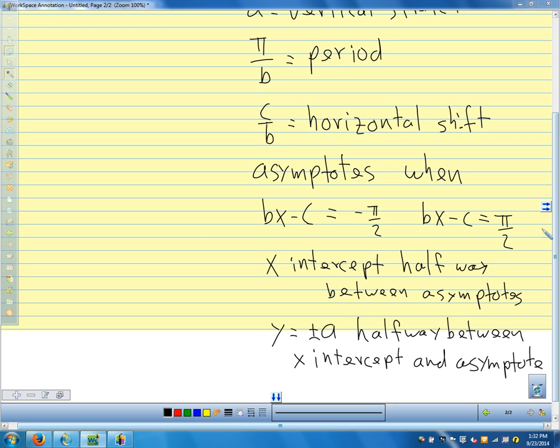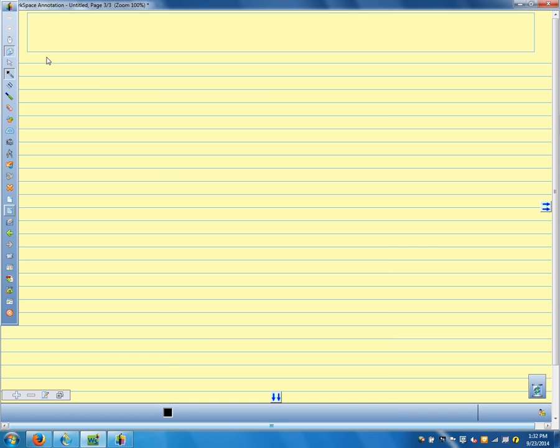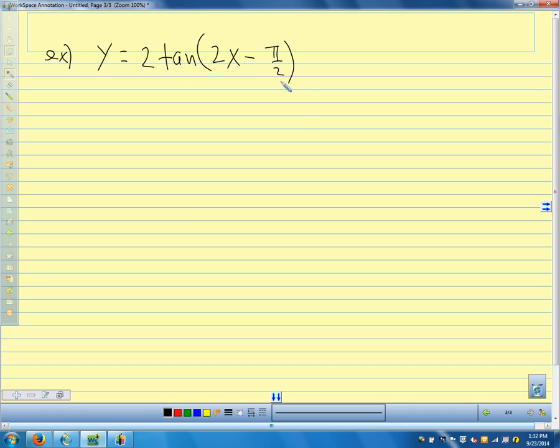All right, questions on the information here? All right, let's use this to sketch the graph of a tangent function. So we're going to graph y equals 2 tangent 2x minus pi over 2. I'm going to rewrite this right away because we have this 2 here. We need to factor that out. 2 tangent of 2 times x minus, when we factor this out, we're dividing it. Pi over 2 divided by 2 is pi over 4.